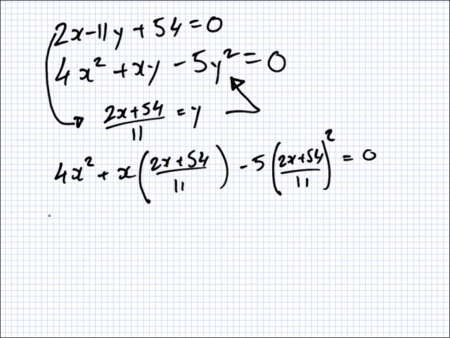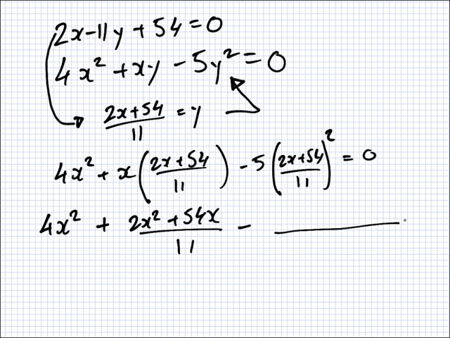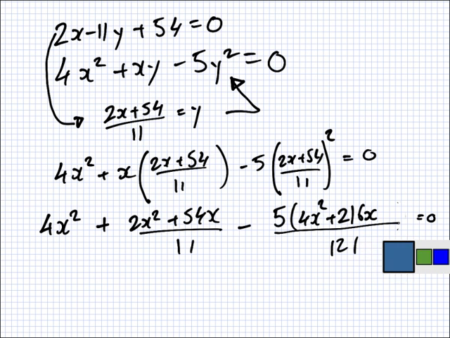So this becomes 4x squared plus 2x squared plus 54x over 11 minus, oh actually that 5 is on the top still, 11 squared is 121, and if I expand this I get 4x squared plus 216x plus whatever 54 squared is. What is 54 squared? 2916.